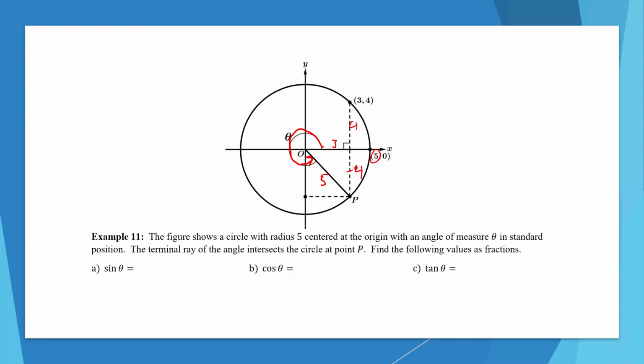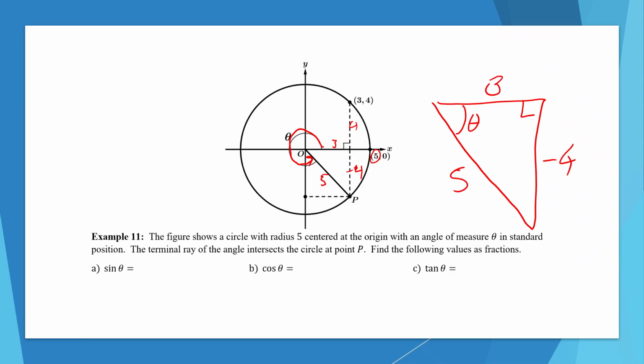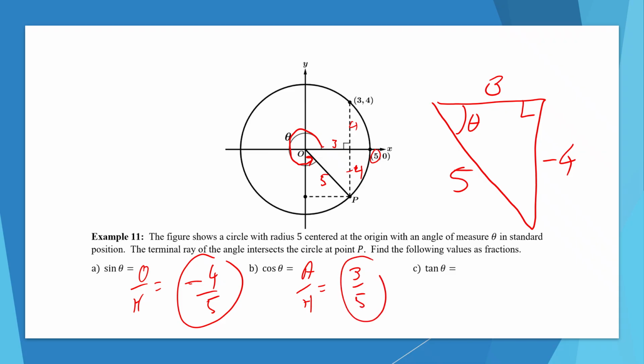So when we're working through this, this is the triangle we're going to want to extract, where this is our theta, our right angle. We have +3, -4, and then +5. So sine being opposite over hypotenuse is going to be -4 over 5. Cosine is adjacent over hypotenuse for this triangle. So 3 over 5. Cosine will be positive in this case. And then tangent, opposite over adjacent. So -4 over 3 should be our answer for those 3 there.